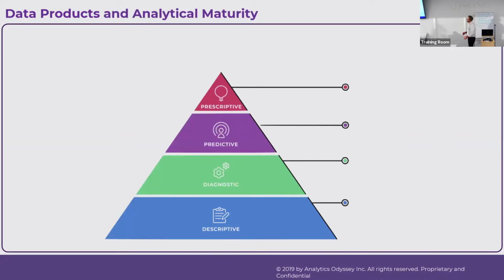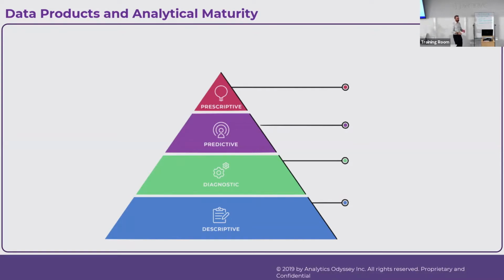And what I started to realize, and what we started to realize, is that really, has anybody seen the analytical maturity pyramid here before? So down here we've got descriptive data. These are things like reports. You've got diagnostic data, predictive, and then prescriptive.